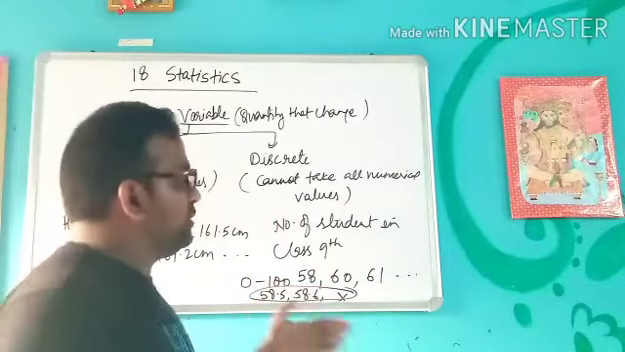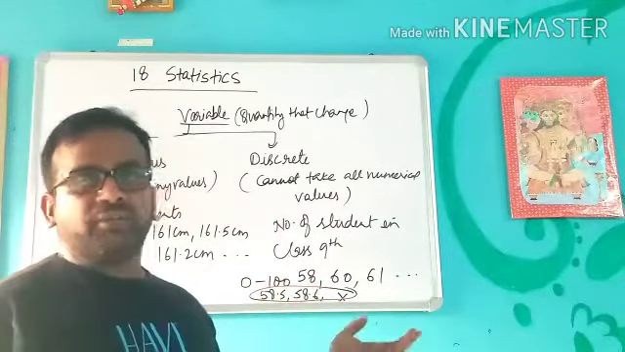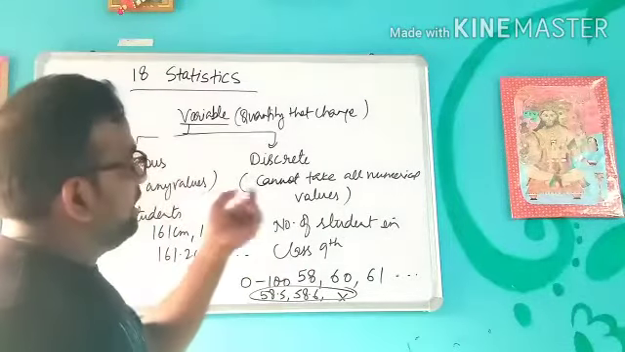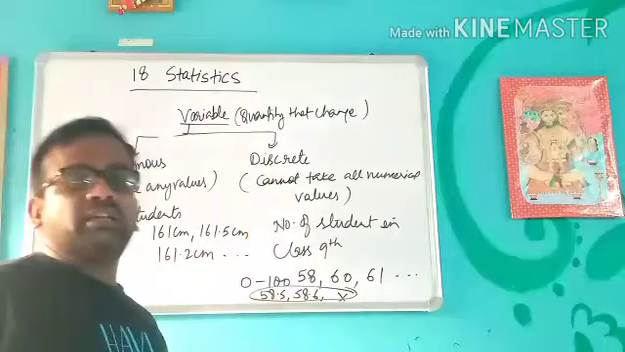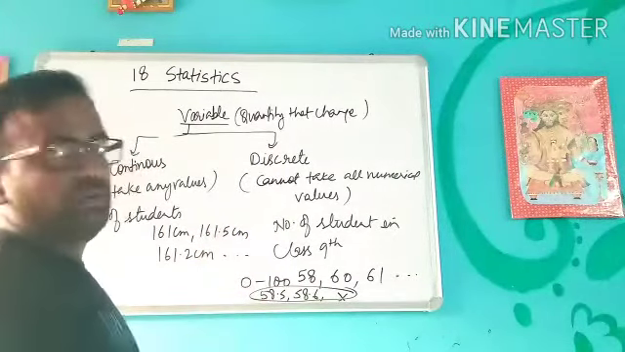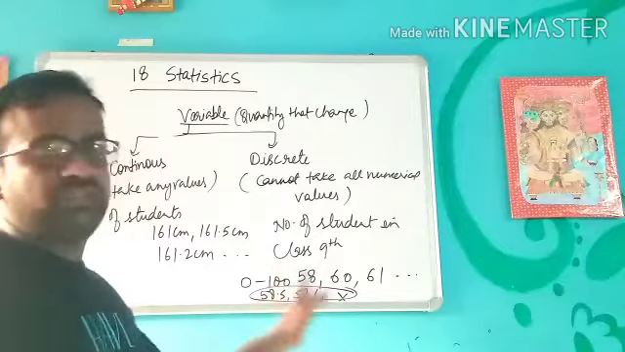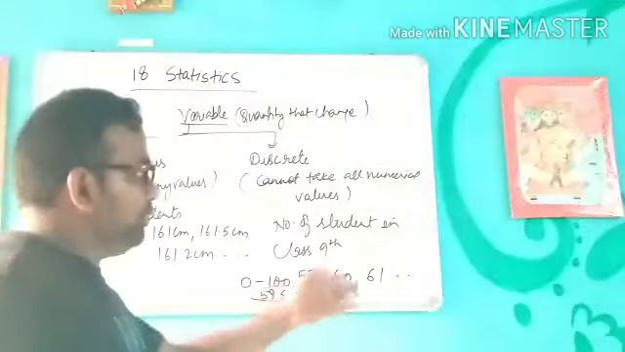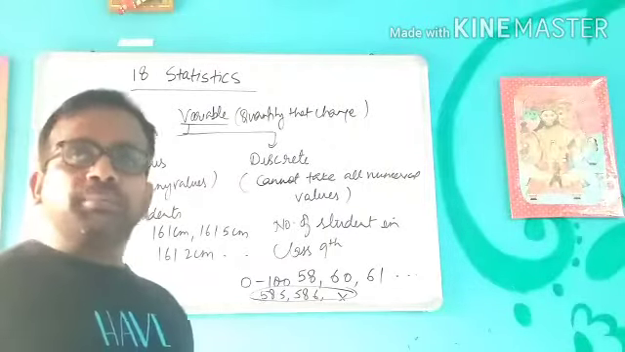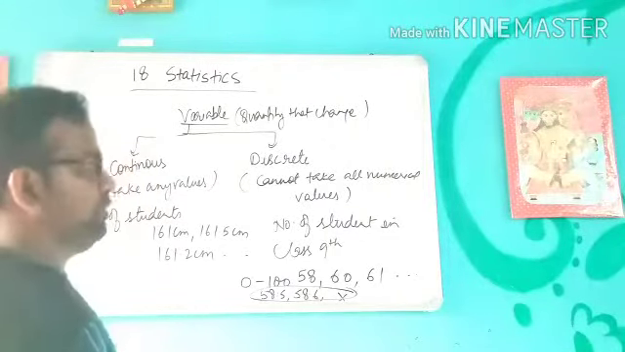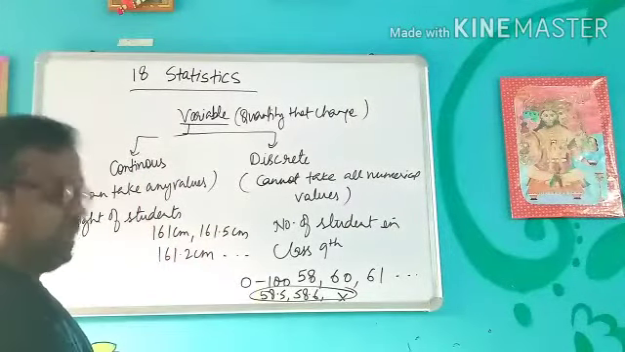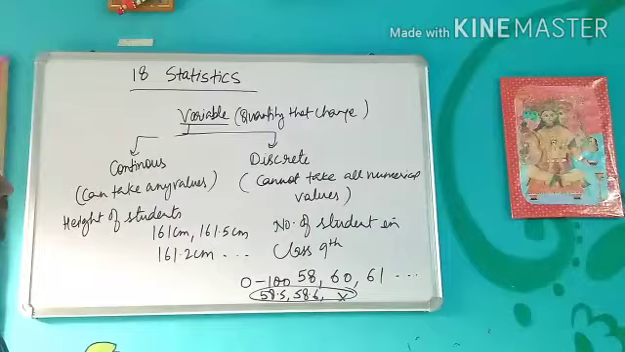It can take only a few numerical values between 0 to 100. If the number of students is 58, then it will take only 58. If it is 60, it will take only 60. So continuous variables can take all the values, whereas discrete variables cannot take all the numerical values. There is a limit on taking the values. It can take only fixed values. One more example, the number of family members. It can be 2, 3, 4, but it cannot be 2.5, 3.4, like this. So this is the difference between continuous and discrete variables.